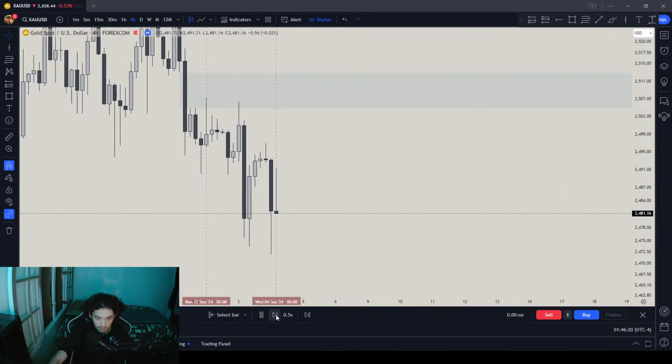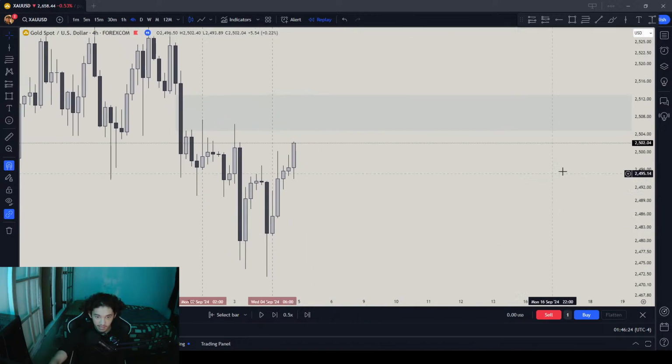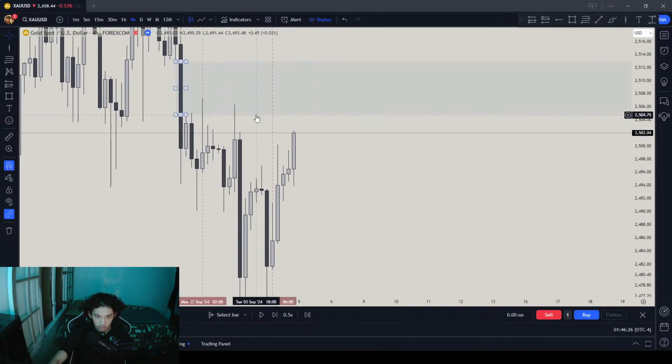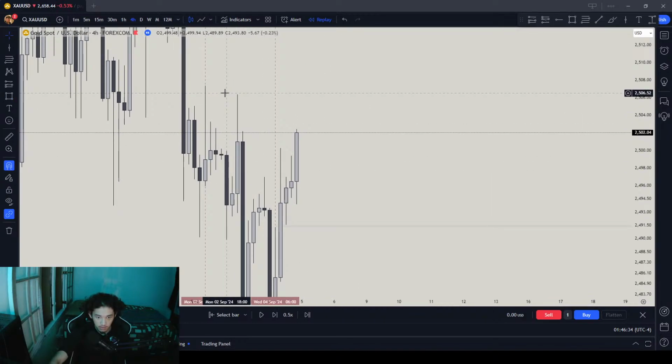So I'm looking for a fair value gap to get created. Out of this fair value gap is what I'm looking to long now. I'm looking to long out of this fair value gap, which we got right over here. Once the market takes this external liquidity and goes back to internal, I start looking to long.